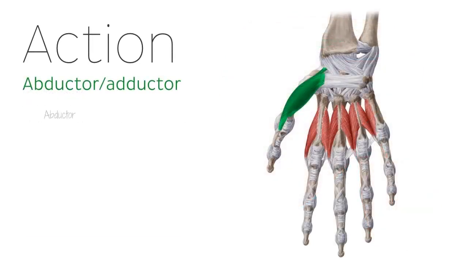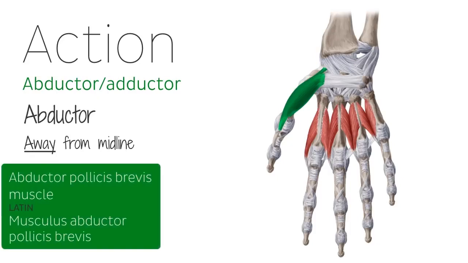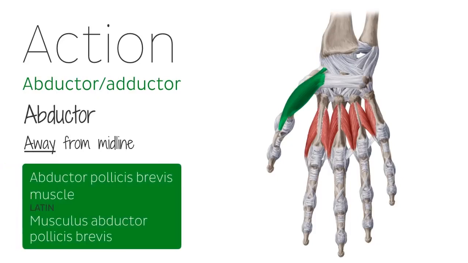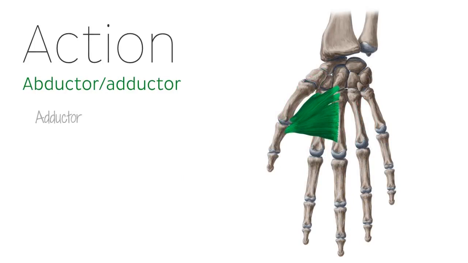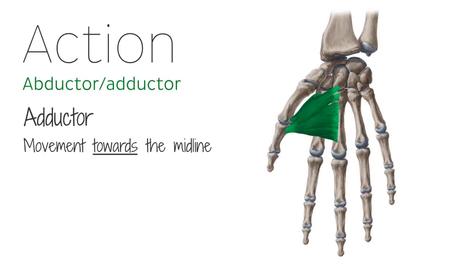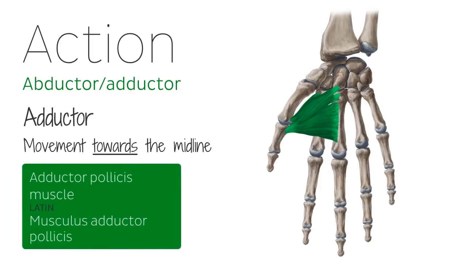Abductor muscles facilitate abduction, which is the movement of the limb or appendage away from the midline. The abductor pollicis brevis muscle, for example, abducts the thumb or facilitates the movement of the thumb away from the midline. Adductor muscles, on the other hand, facilitate movement towards the midline, as is the case with the adductor pollicis muscles, which adduct the thumb, as you can see in this image.